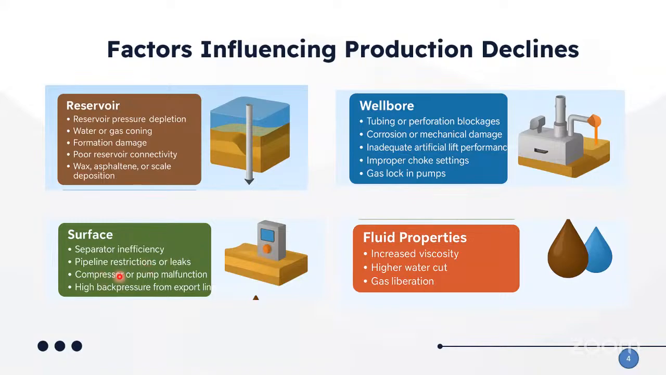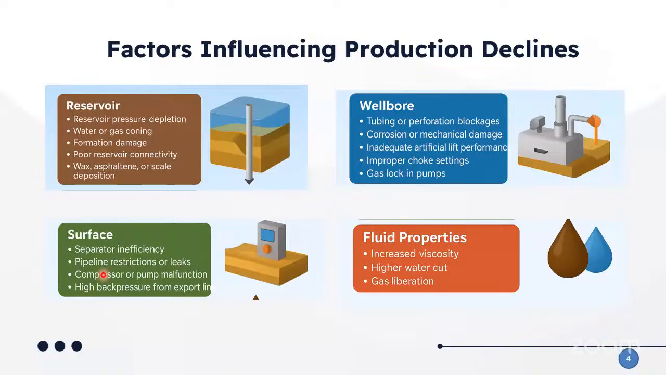At the surface, separator inefficiency, if your separator is not doing what it's supposed to do, there's definitely going to be a decline in production. Then pipeline restriction or leak, when there are leakages in your pipeline, obviously your production declines, or when there's a restriction, maybe deposition of wax, deposition of scales can also lead to that, and it can even cause a more serious issue such as back pressure, that is pressure reducing your drawdown pressure beneath the well. When your drawdown pressure is very low, it will not be sufficient to push the oil upward.